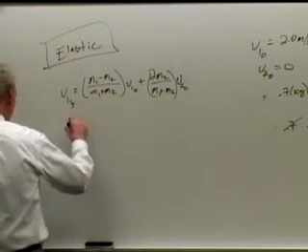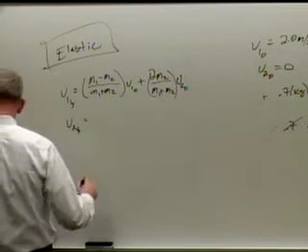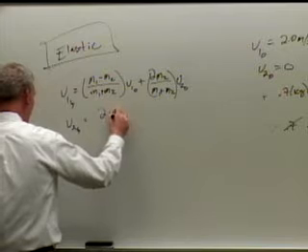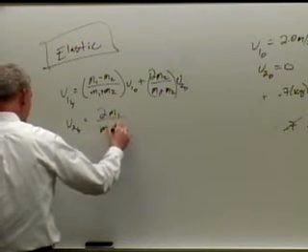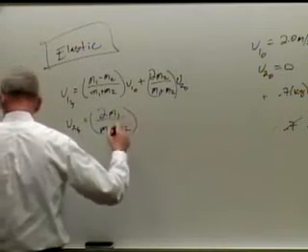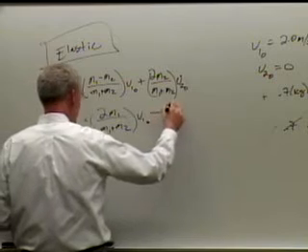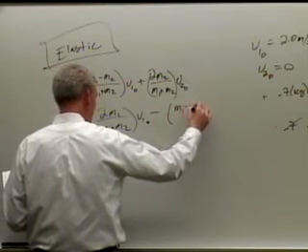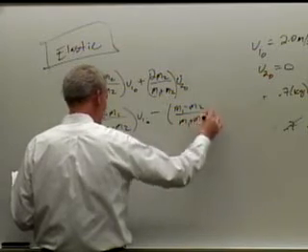And then V2 final is equal to this: 2M1 over M1 plus M2 times V1 final, minus (M1 minus M2) over (M1 plus M2) times V2 final.